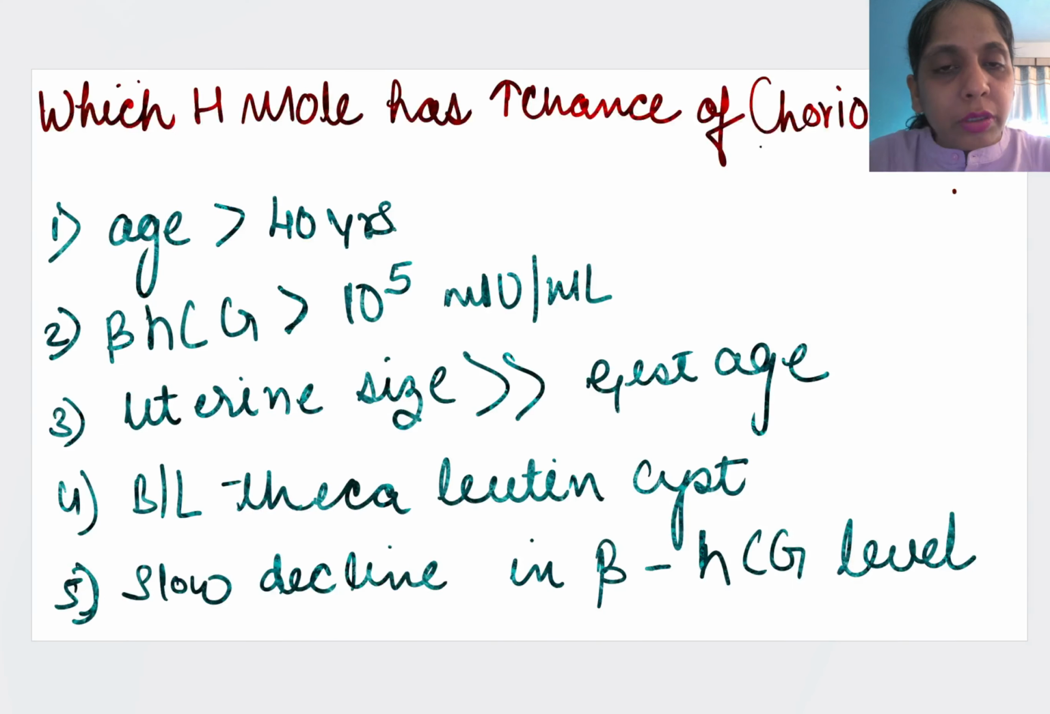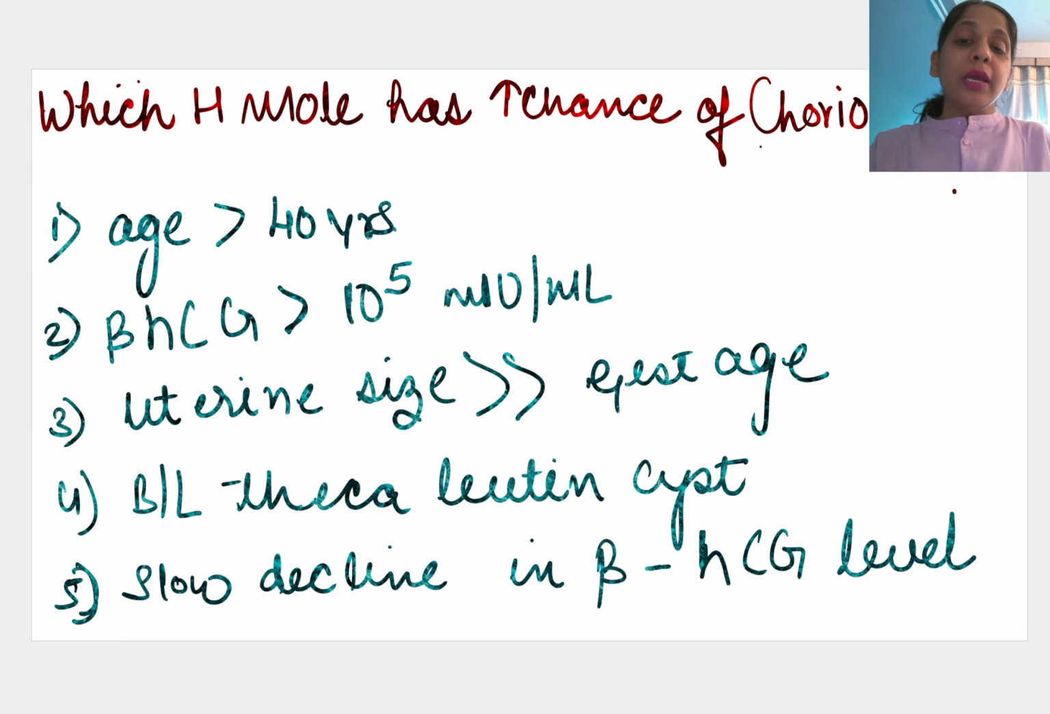Now you should be clear in your mind whether this patient will change into choriocarcinoma or not. You know that partial mole does not change into choriocarcinoma, but it is possible that complete mole can change into malignancy in 20% of cases. So if these five factors are there, then there are high chances that it will turn malignant. First is age more than 40 years.